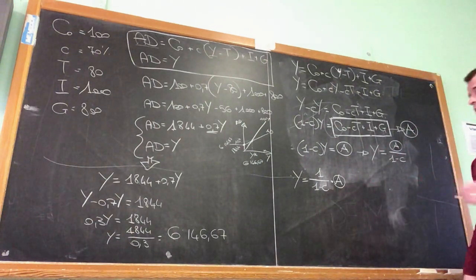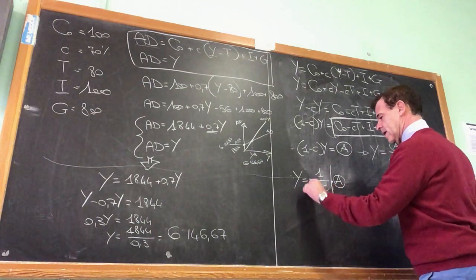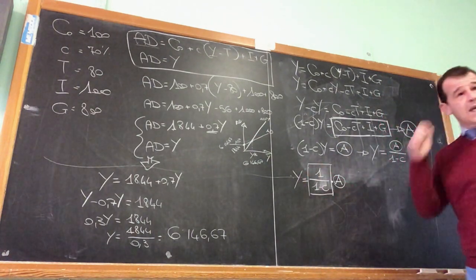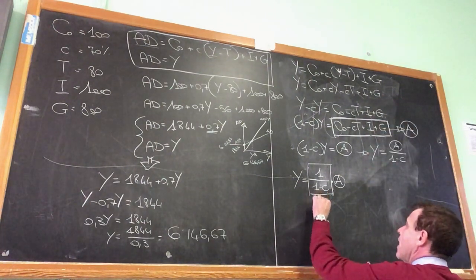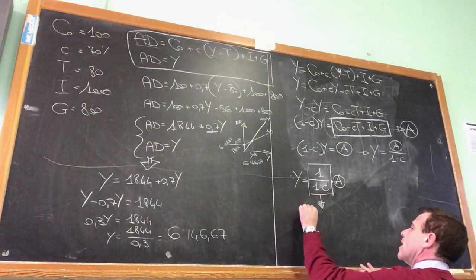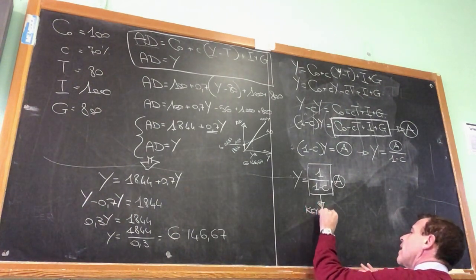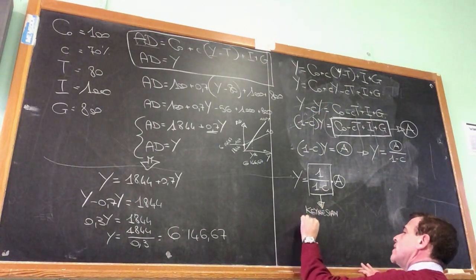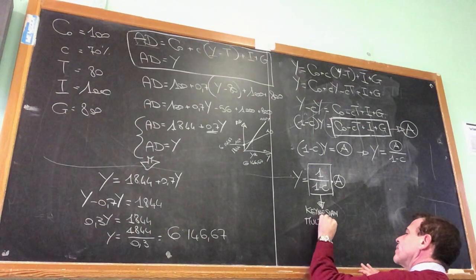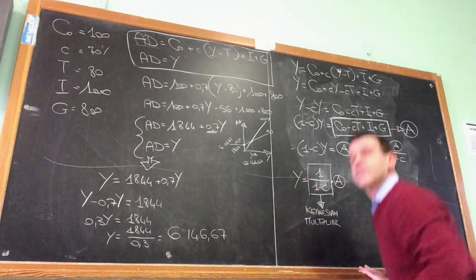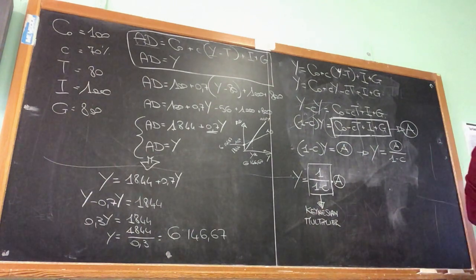Why did we take away this? Because this has a name, and it is called Keynesian multiplier. Keynesian multiplier. Okay?